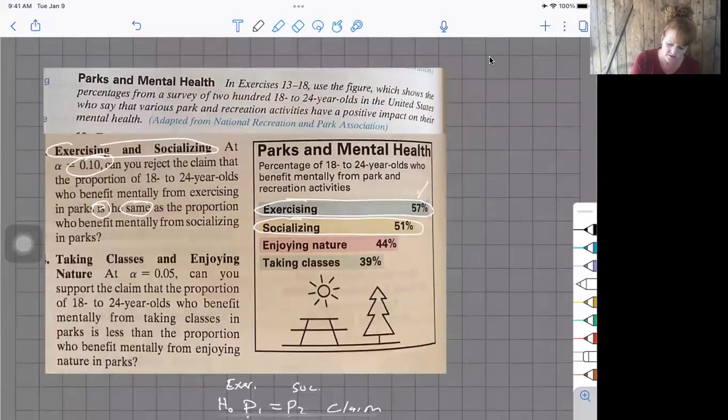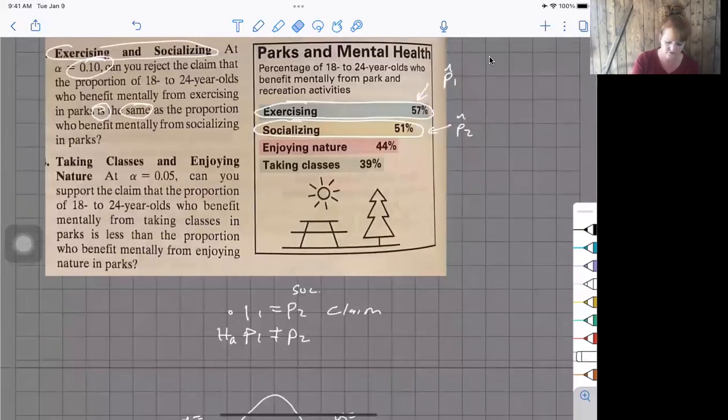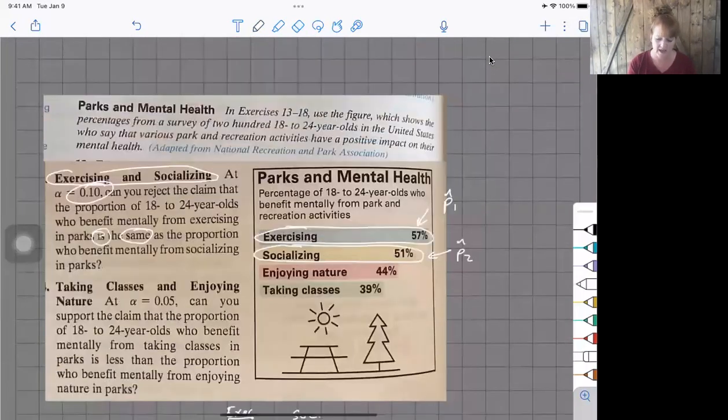So in light of our problem, this right here is our P hat 1, the percentage of people that say yes, exercising helps me. And this is our P hat 2, the percentage of people that say yes, socializing helps me. Because remember, exercising is our P1, socializing is our P2. And in the directions is where we find our sample size. The survey was of 200 people, so our N1 is going to be 200 and N2 is going to be 200.